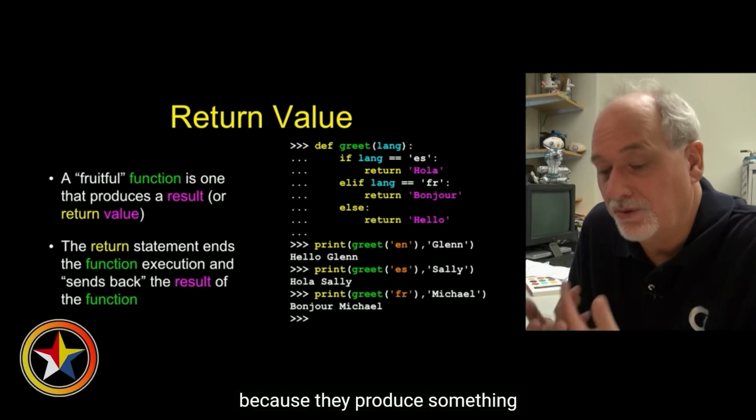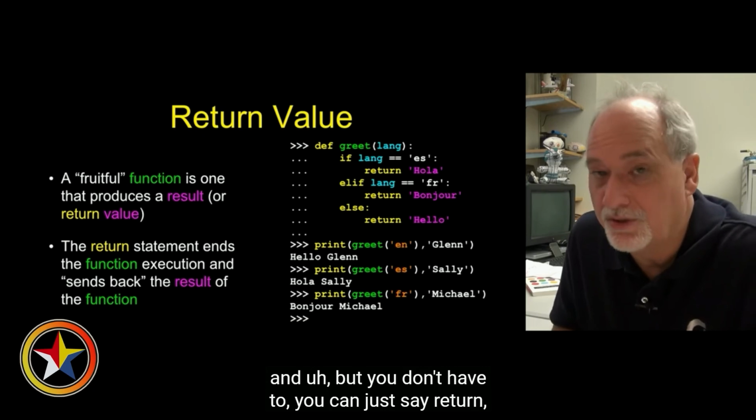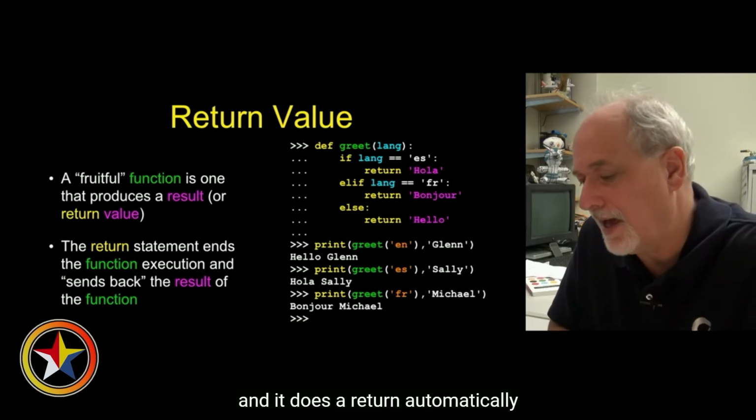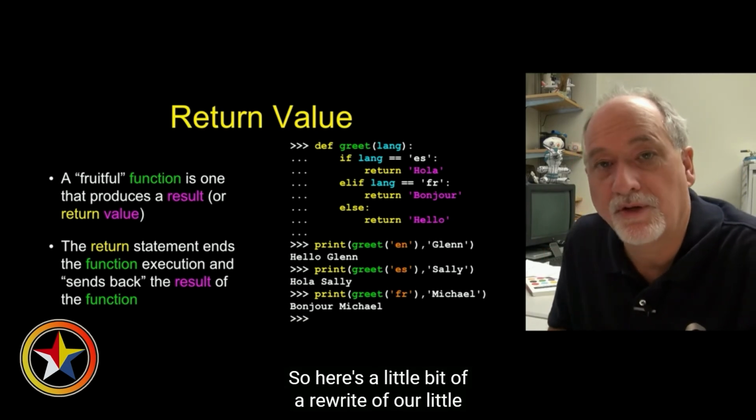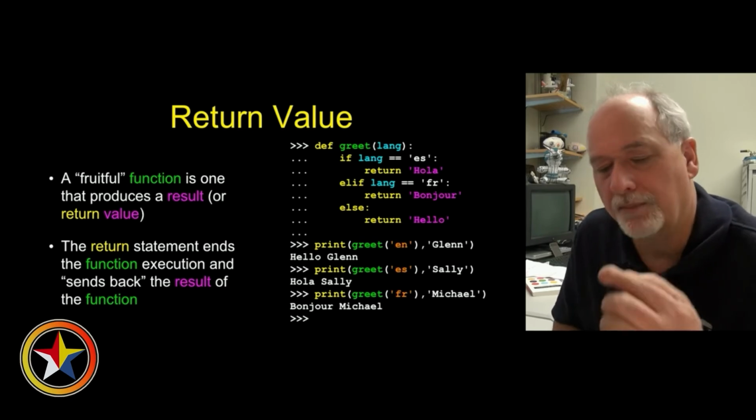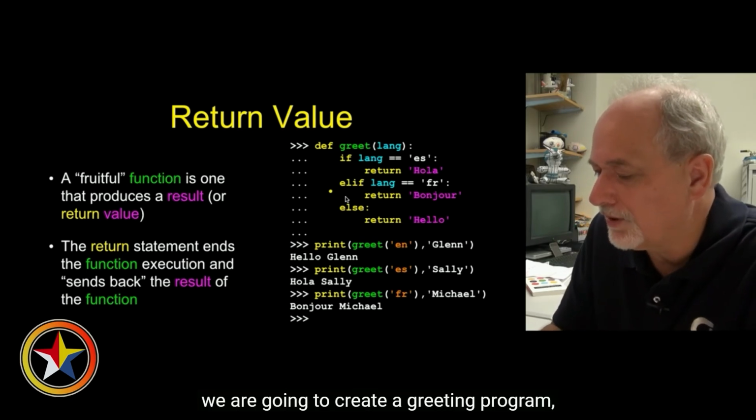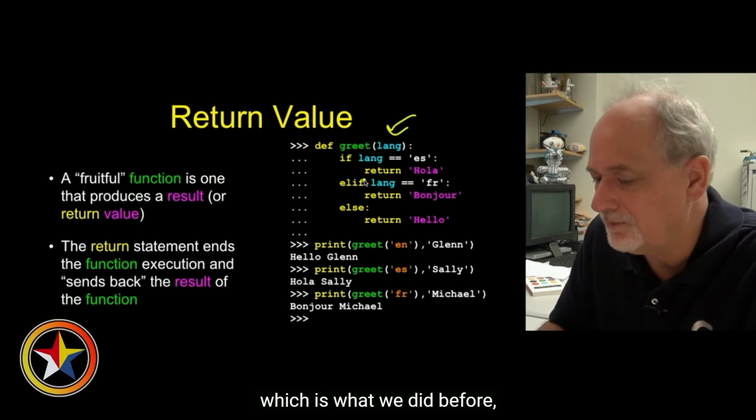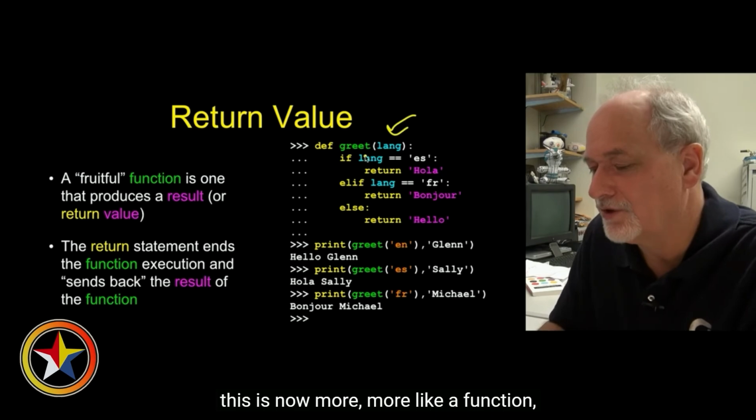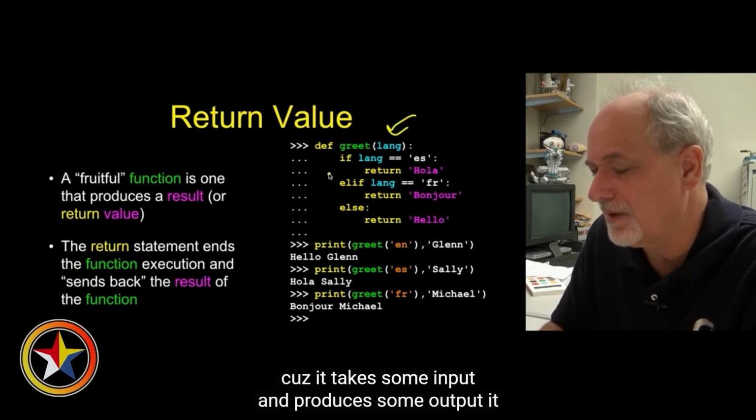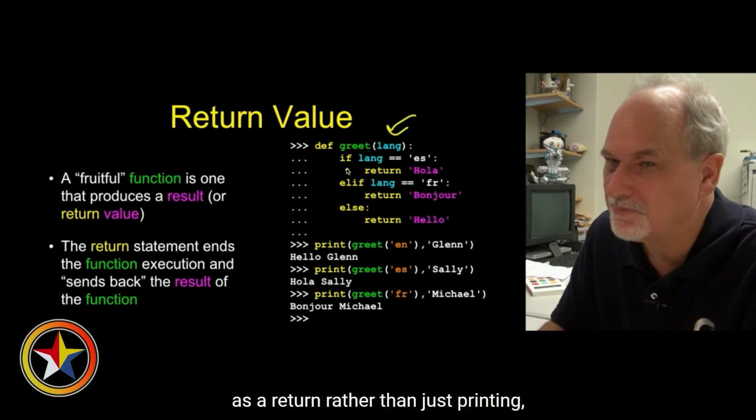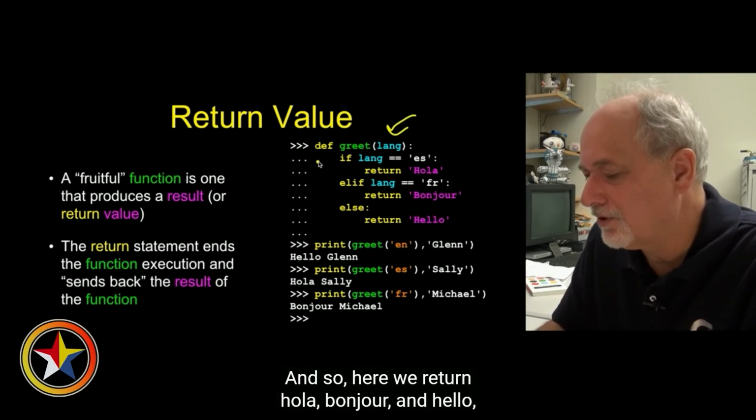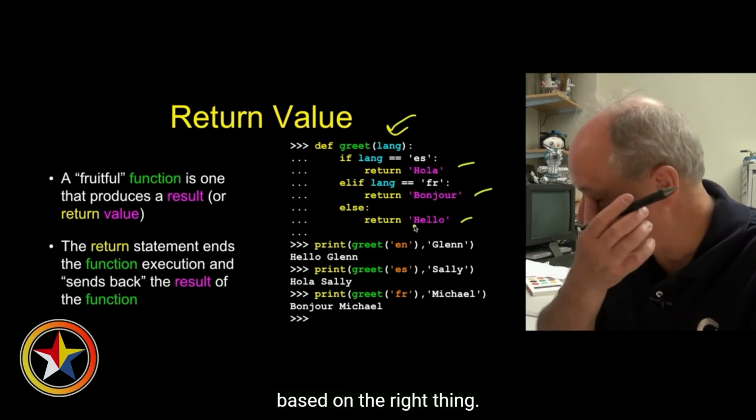It is fruitful because it produces something, but you don't have to. You can just say return, or you don't even have to have a return statement. It goes to the last line of the function, and it does a return automatically at the last line of the function. So here's a little bit of a rewrite of our little language program. We are going to create a greeting program. We're going to take the language as the first parameter. And instead of just doing a print statement, which is what we did before, this is now more like a function because it takes some input and produces some output as a return rather than just printing. It's a little tacky for a function to print. And so here we return hola, bonjour, and hello based on the right thing.